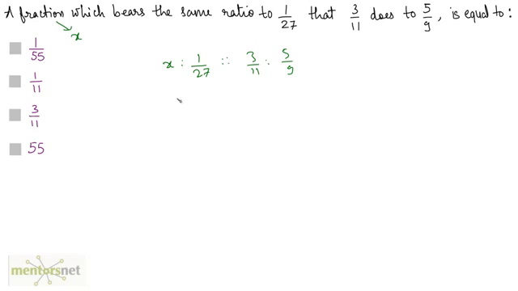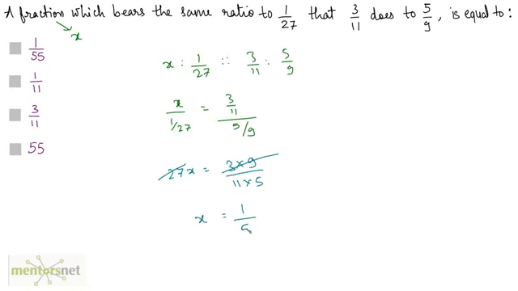So I can write this as x by 1 by 27 is equal to 3 by 11 divided by 5 by 9, right? So 27 goes up, so 27x is equal to, 9 goes up again. So we have 3 times 9 divided by 11 times 5. So 3 times 9 is 27 and this 27 cancels out. So x is equal to 1 by 11 fives are 55. So that's our answer, option A.